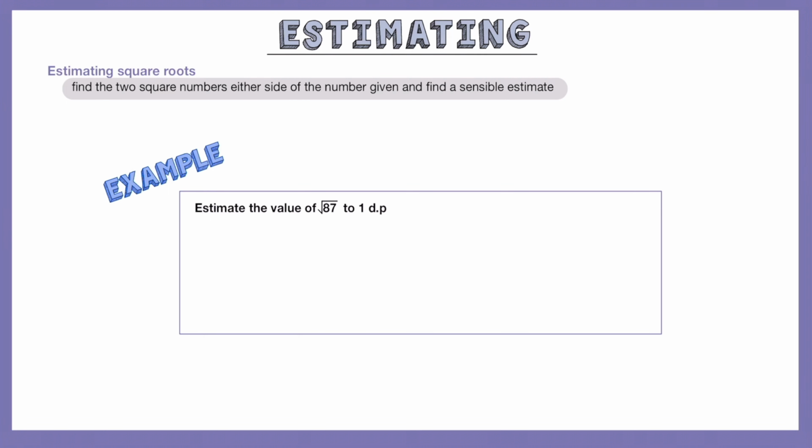To do this, you find the two square numbers either side of the number given and find a sensible estimate. So let's do this example. Estimate the value of square root 87 to one decimal place.